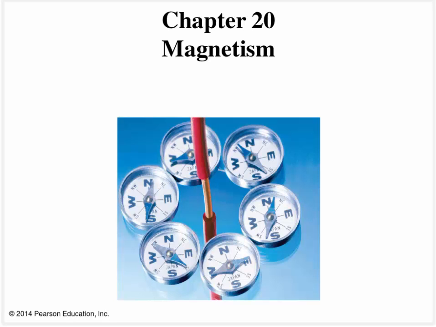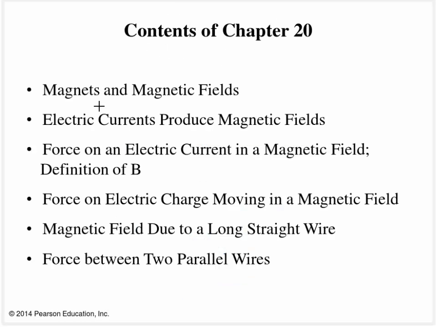In Chapter 20, we'll be talking about magnetism. So how do we produce magnetic fields? Very similar to electric fields. There are going to be a lot of similarities here as well. We're going to first use magnets to produce magnetic fields.